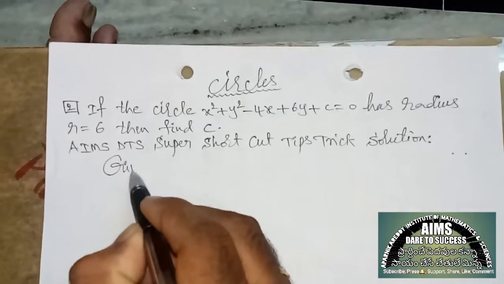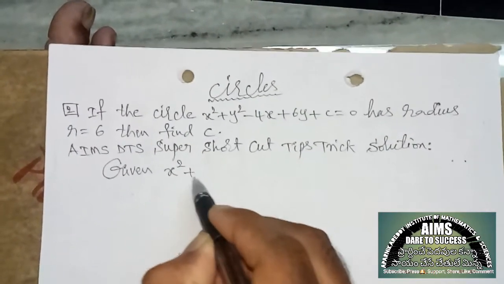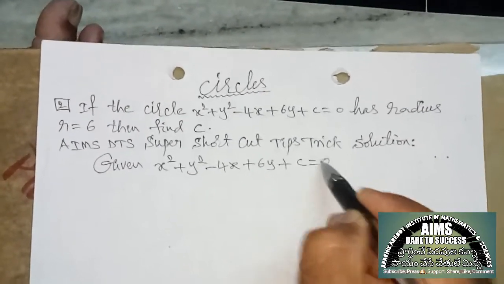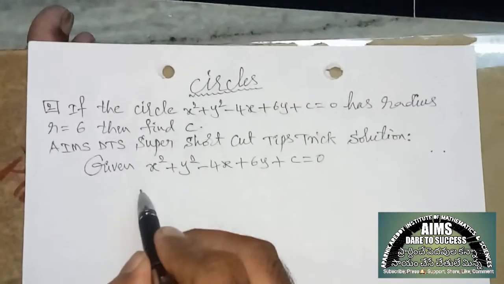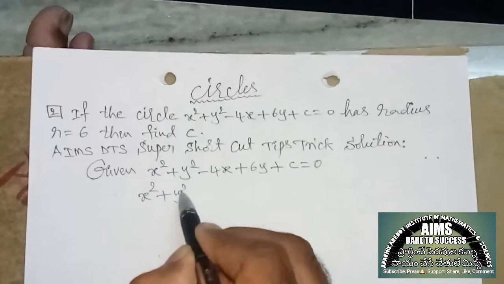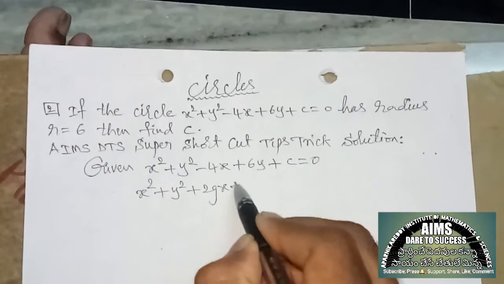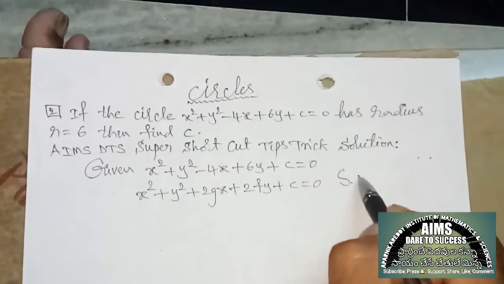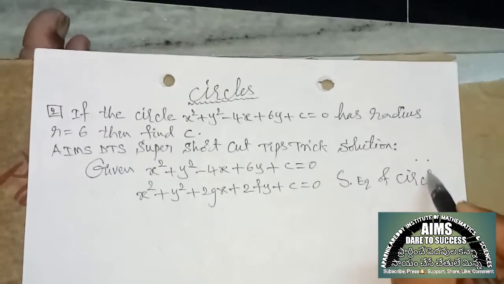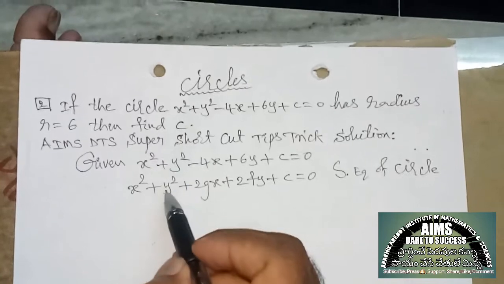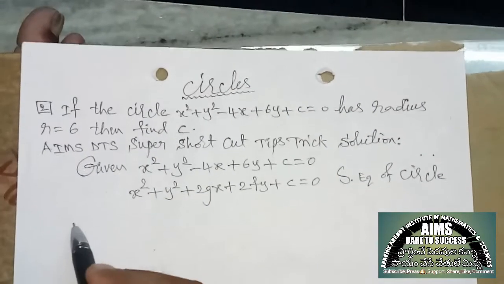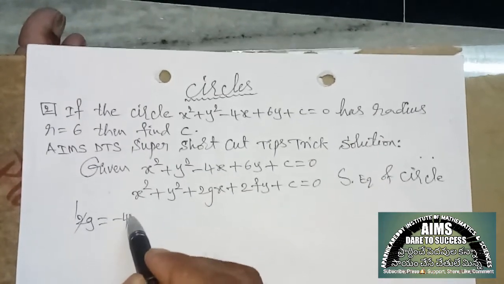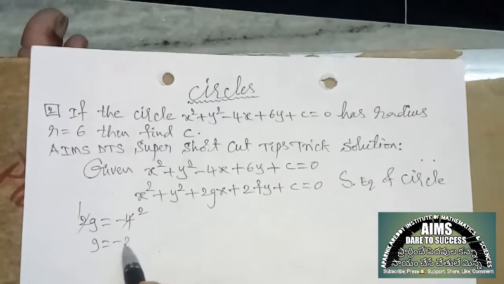So the given circle is x square plus y square minus 4x plus 6y plus c is equal to 0, the equation of the circle. Next, compare with the standard equation of the circle, that is x square plus y square plus 2gx plus 2fy plus c is equal to 0. So x square is equal to x square, y square is equal to y square. Next, x coefficient: 2g is equal to minus 4, cancellation, 2 ones are 2, 2 twos are 4, then g value is minus 2.